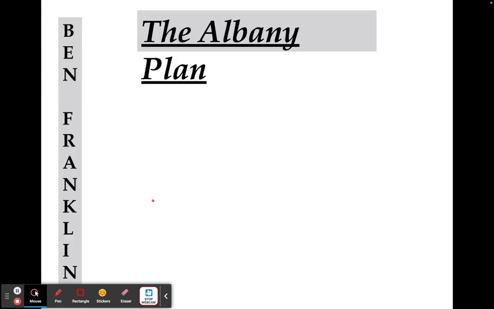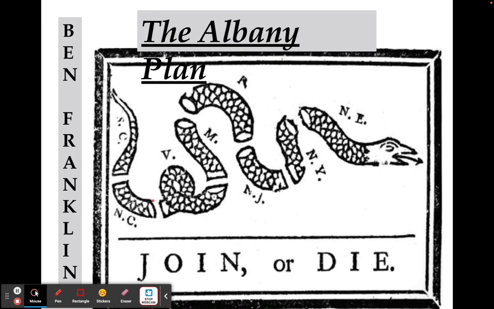Okay, so the Albany Plan was proposed by Benjamin Franklin. You might have heard of him before. He is the person that's on the $100 bill. This is the first time Ben Franklin comes into the picture. He was actually born in Boston, served as a printing apprentice, and moved to Philadelphia.